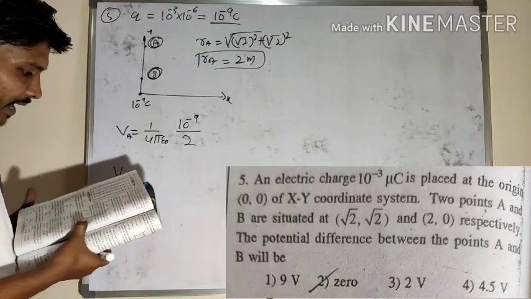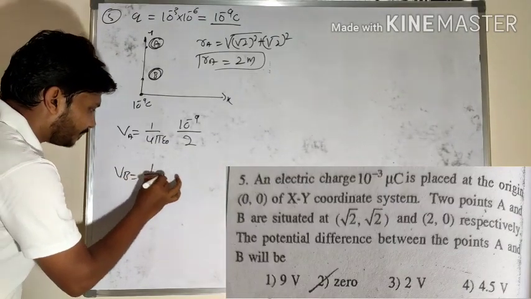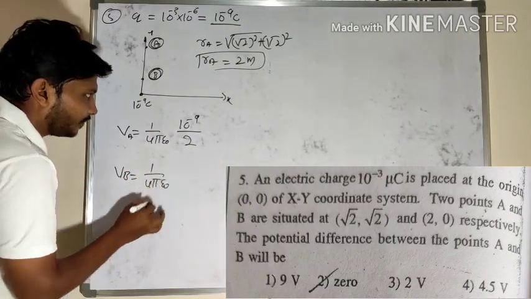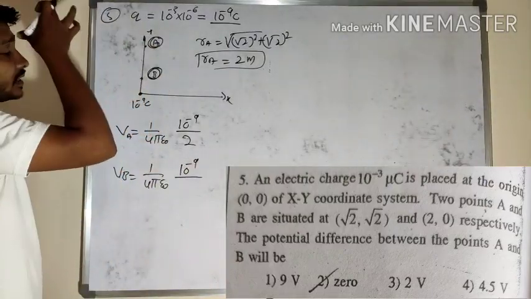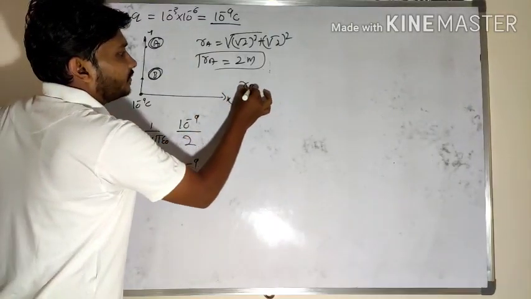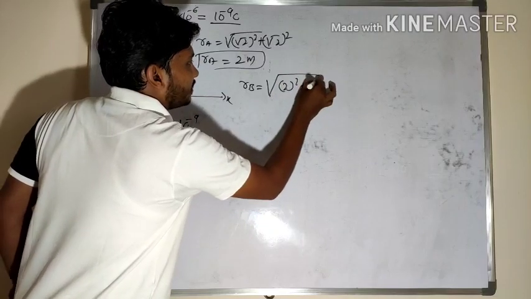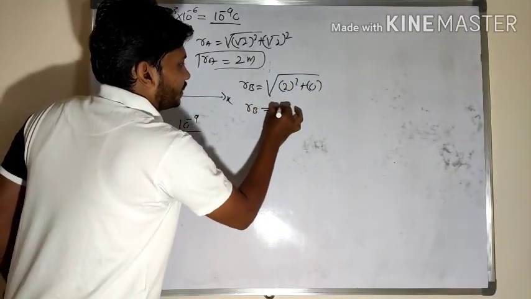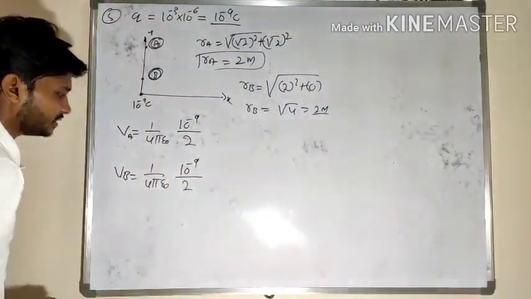Potential at point A, and another one is potential at point B. I will take it here. So potential at point B is what? 1 by 4 pi epsilon naught 10 to the power of minus 9. So I will consider the position of that second point, that is square root of 2 whole square plus 0, so that is 4 here, square root of 4 means again 2 meter here, so this is also 2.